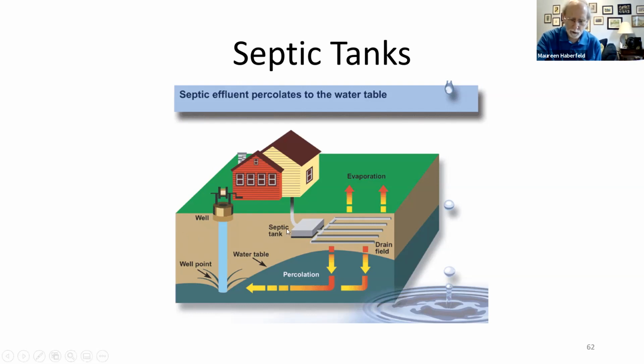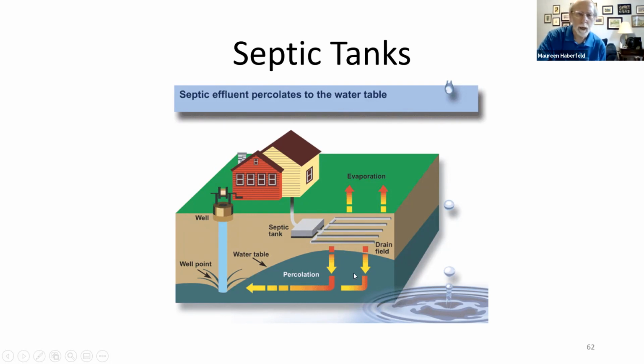It separates floatable matter like oils and greases and solids from the wastewater. And then the wastewater goes out to a series of drainage pipes, what's called the drain field. And then that water percolates downward until it hits the water table and joins the water of the upper aquifer.